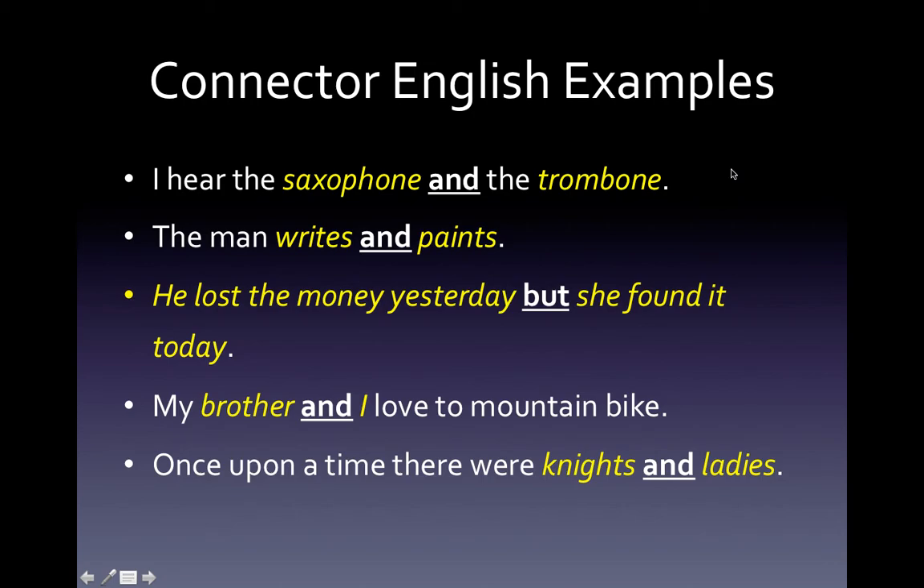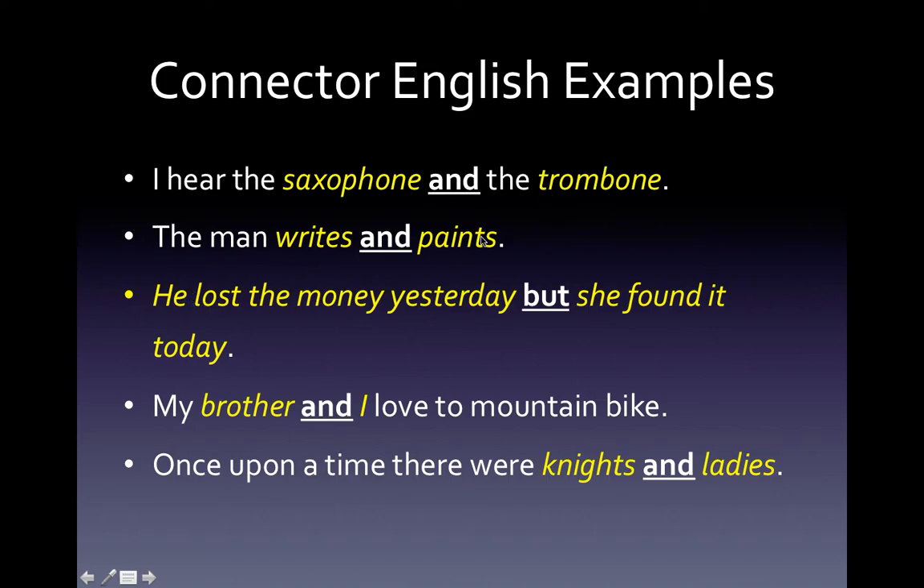Now, what was that gapping? The idea of gapping is recognizing the items that are not mentioned. For example, I hear the saxophone and the trombone. We didn't say I hear again. The subject and the verb are gapped in this second half. It would be really clunky if we had to say I hear the saxophone and I hear the trombone. The second I hear is gapped.